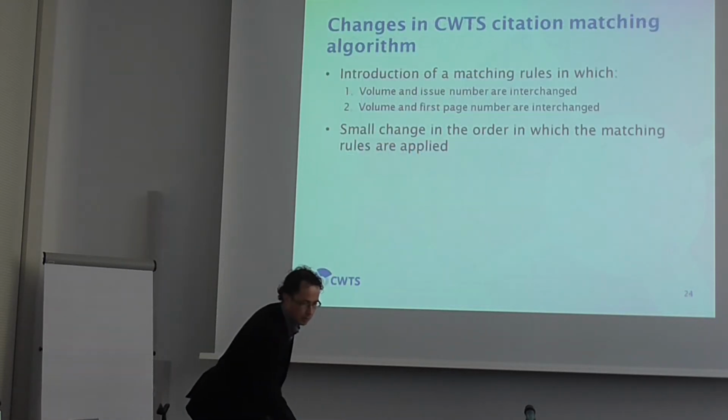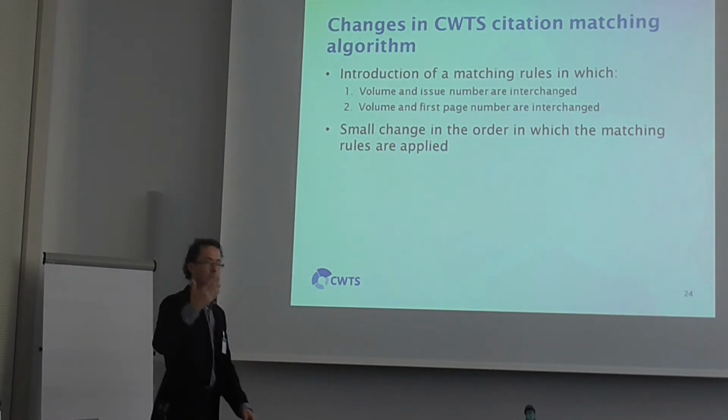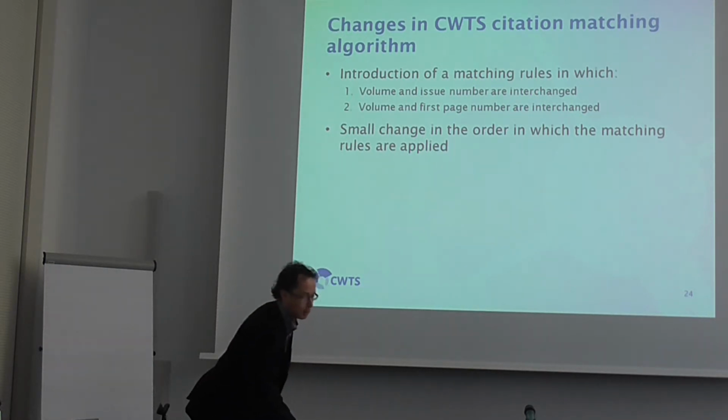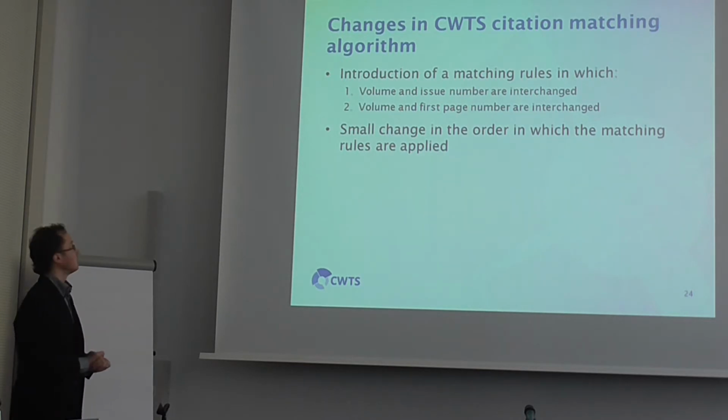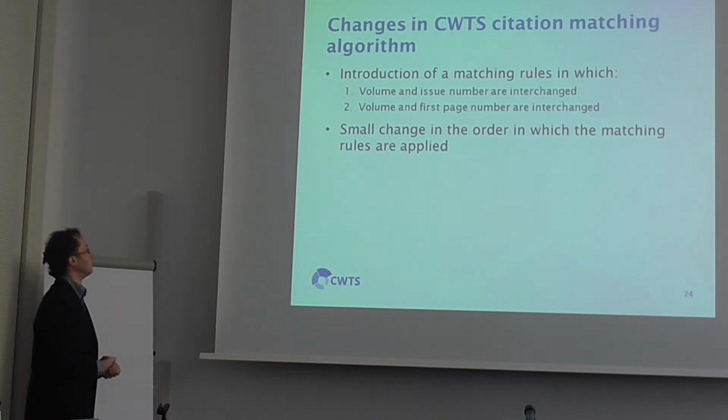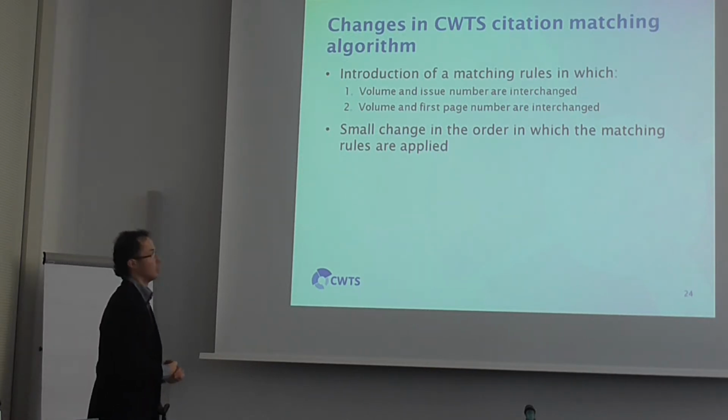And based on these findings, we have tried to improve our algorithm. So we have introduced some additional matching rules. First of all, a matching rule in which the volume and the issue number are interchanged. Another rule in which the volume number and the first page number are interchanged.